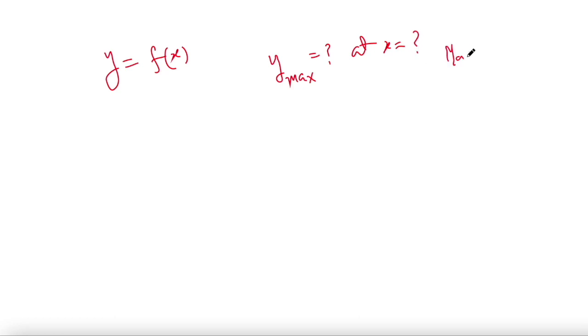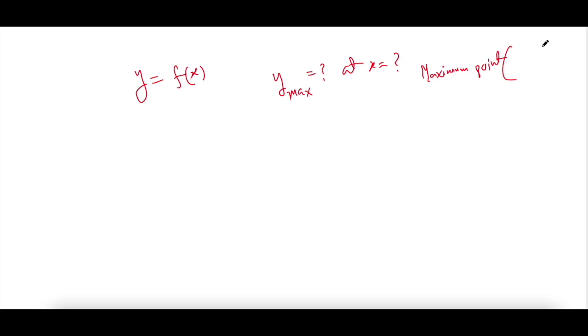work steps. When you are given a function like this, let's say a nonlinear function like this, and you want to calculate the maximum point, or y max equal to what at x equal to what. This is called the maximum point. You want to know the maximum point. Let's say the x coordinate is a and the y coordinate is f(a).